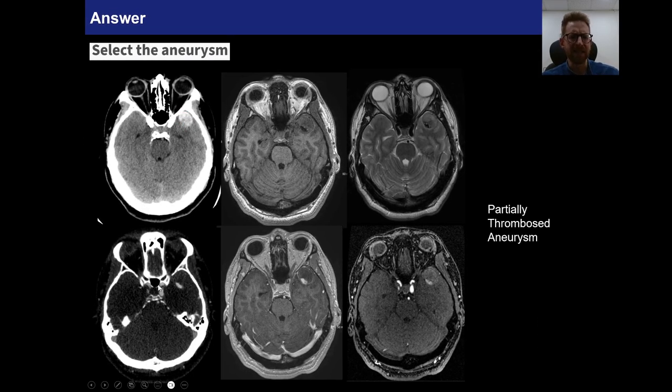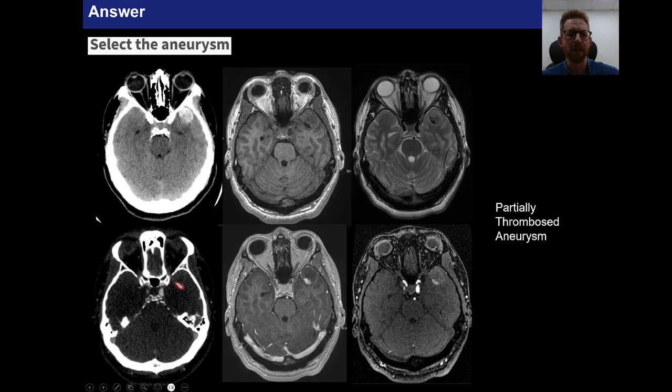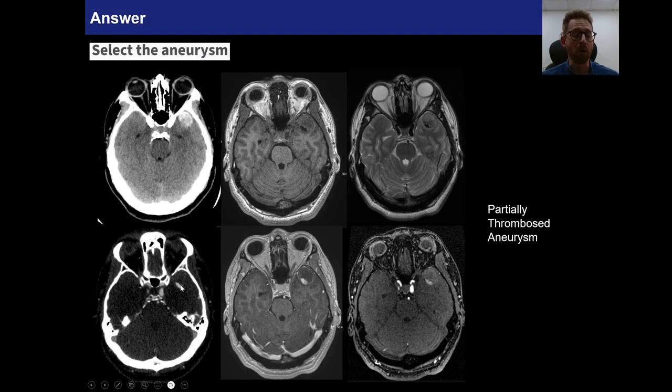On the CTA, we see that the posterior part of it does fill in with contrast. So on the arterial phase, there is contrast in it. So we're wondering, is that an artery? Is this like a meningioma? It's not just a hemorrhage, right? A hemorrhage wouldn't enhance that solidly like that typically. So we're thinking, probably an aneurysm, right? Because it's enhancing on the arterial phase. So let's go to the MRI.